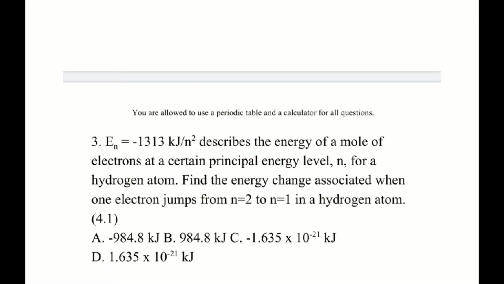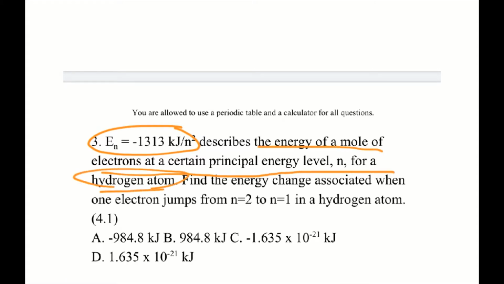3. The energy for a mole of electrons, depending on the principal energy level, is negative 1313 kilojoules per n squared. And this describes the energy of a mole of electrons, as I said, for a hydrogen atom. Find the energy associated when one electron jumps from n equals 2 to n equals 1 in a hydrogen atom.